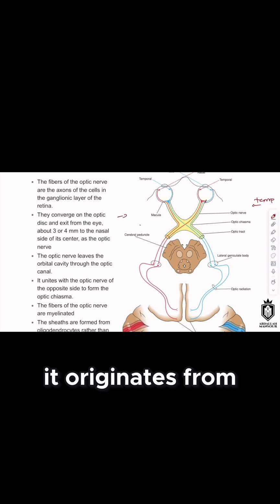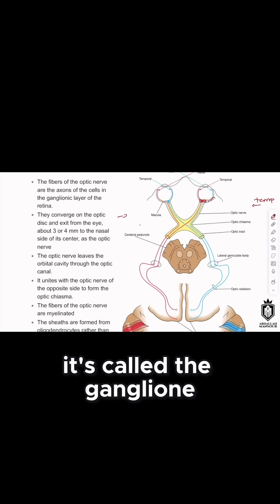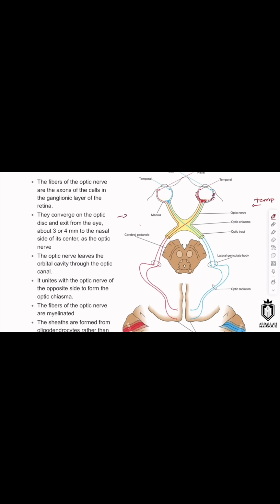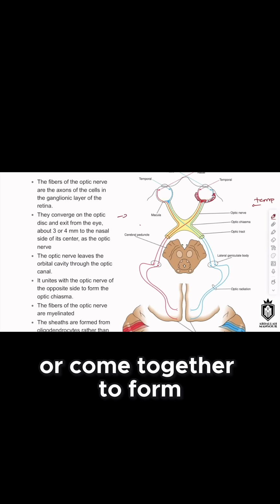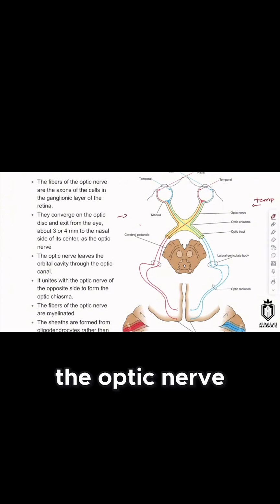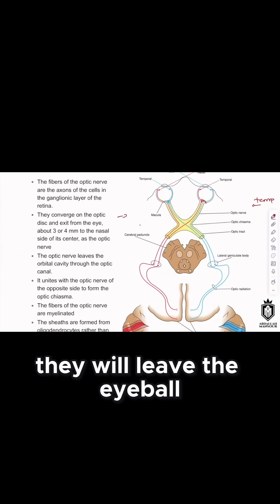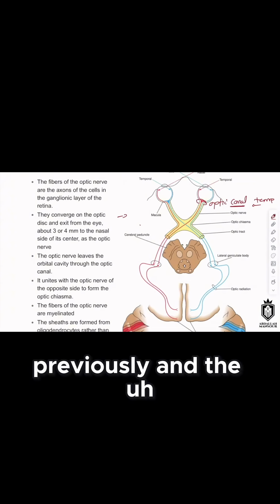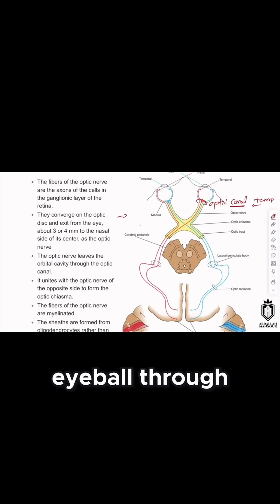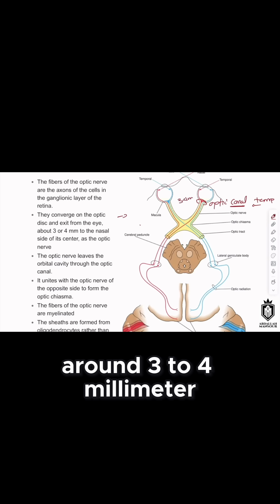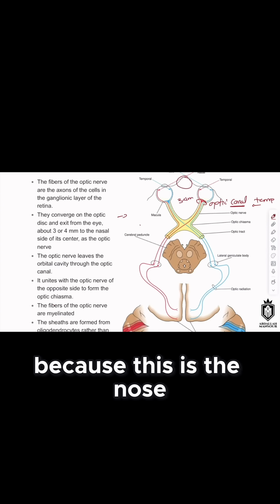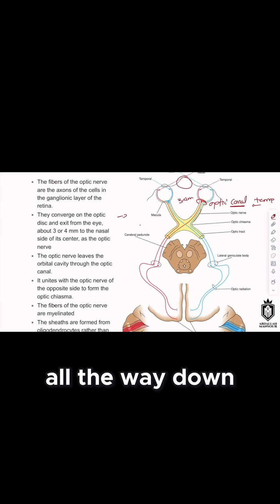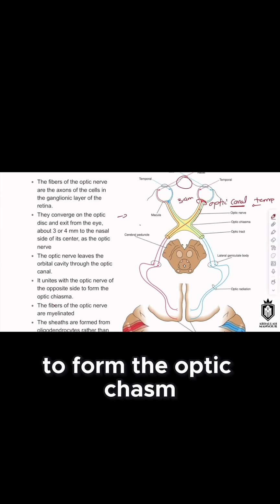The optic nerve originates from the retina. It's called the ganglionic layer of the retina. And the fibers will converge or come together to form the optic nerve. And then they will leave the eyeball through a canal called the optic canal, which we explained previously in the skull bones. So it will leave the eyeball through the optic canal around 3 to 4 millimeters towards the nasal side, because this is the nose. And then they will continue all the way down until they form the optic chiasm. So both optic nerves will unite together to form the optic chiasm.